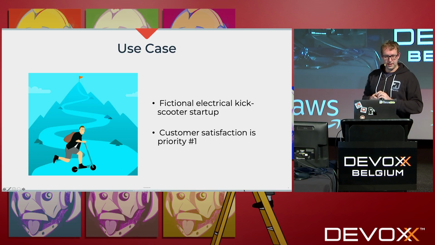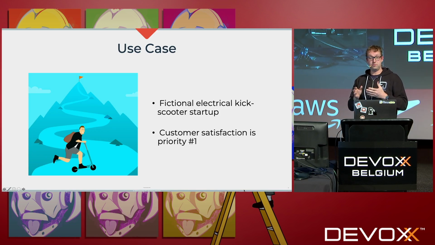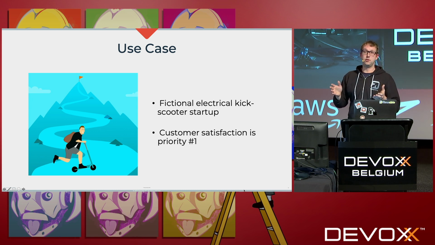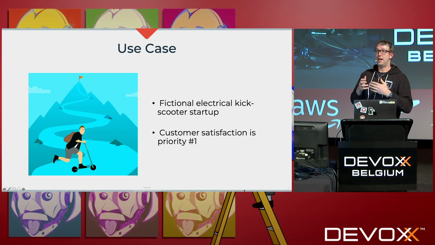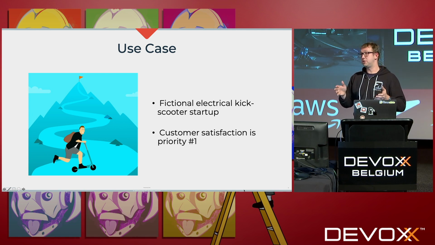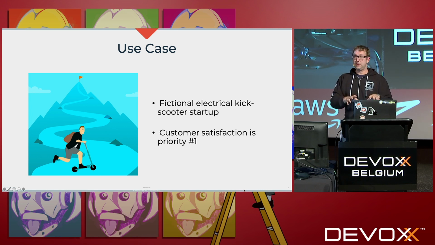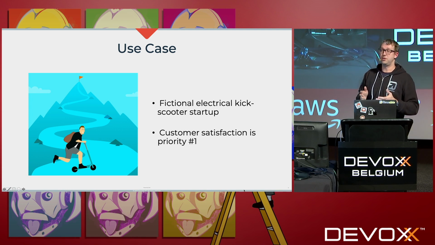The use case that we're going to show, and we're going to show the code for, is a fictional company doing electrical kick scooters. And if you live in Belgium like I do, and you live in a city that wants to be named a city, then you probably have at least 3 startups right now doing these electrical kick scooters. So we're going to build the software for them, and we're going to focus on customer satisfaction. That's the number one priority for this particular startup.